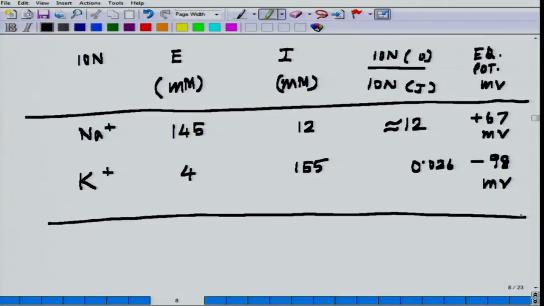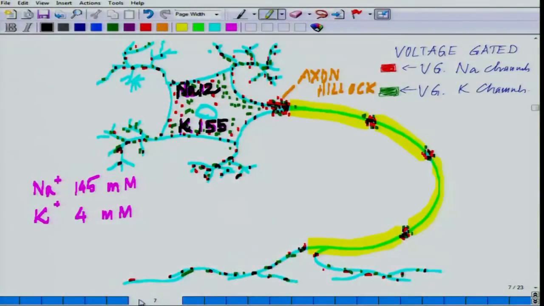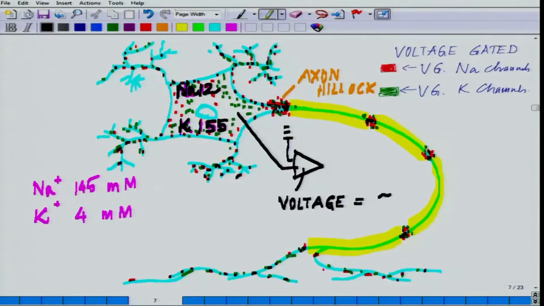Now, this -98 millivolt tells you something. If you see the diagram from before, if you put an electrode outside the cell and another inside, with a measuring device, and you try to measure the voltage of inside with respect to outside, you will see it is approximately -70 to -90 millivolt. So, inside the cell it is more negative compared to outside, and the membrane potential is between -70 and -90, depending on the cell type.